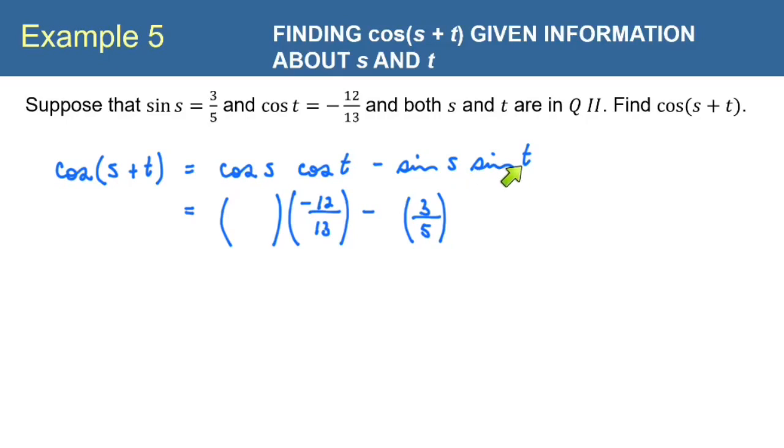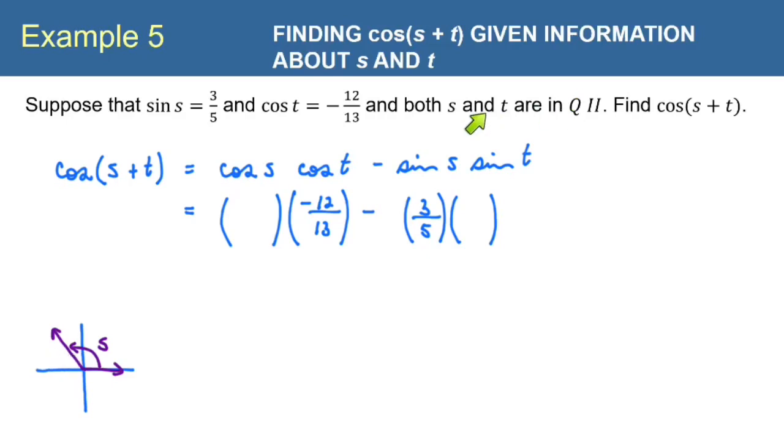And then our last ingredient is the sine of t, and we were not given that in the problem, so we'll just leave a blank for that one as well. Now, we don't know these two numbers yet, but we do have enough information to find out what these numbers are. What we'll have to do is draw a diagram for angle S and draw a diagram for angle T and figure out these two missing values by using the values that we were given. Let's start with angle S.